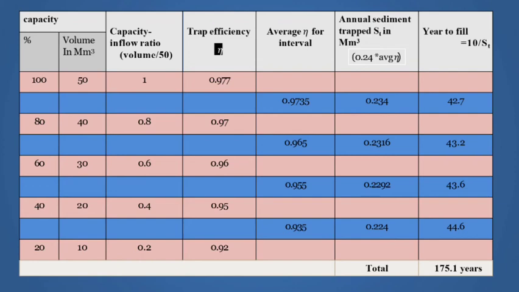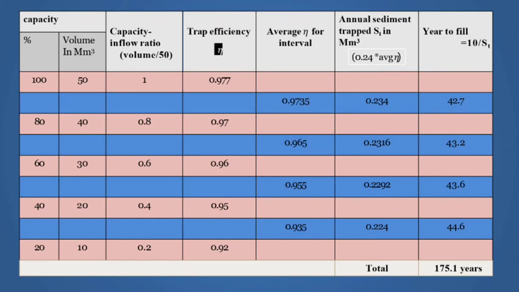So the trapped sediment, as you can see here, is decreasing because, as I said before, with decreasing capacity, the deposition of sediment also decreases. So this gives the amount of sediment that gets deposited in 1 year.